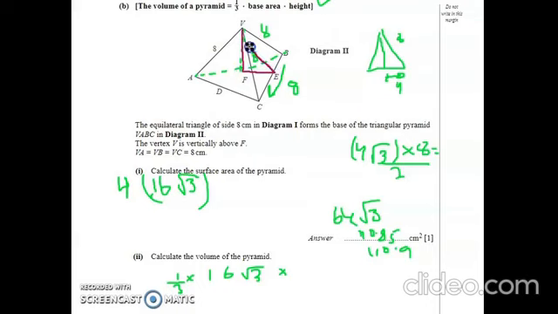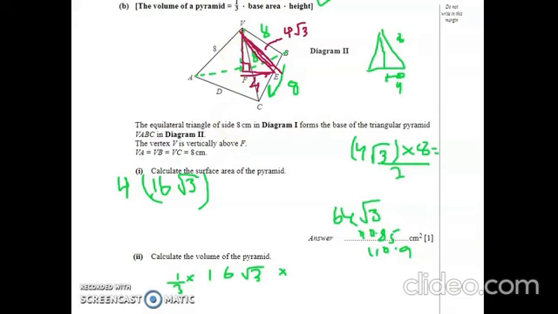Now, how can we find this height? See, I've made this triangle. We know that this is the height of the triangle VBC. What is the height of triangle VBC? That's 4 under root 3. This is the base, and half of the base is 4. We need to find this part, that is the height.